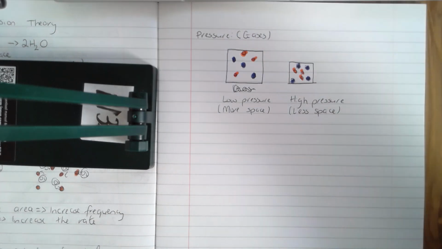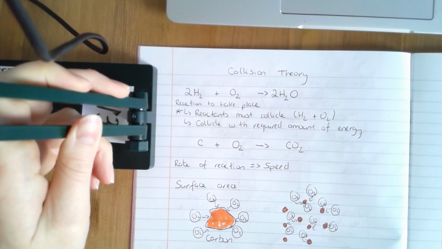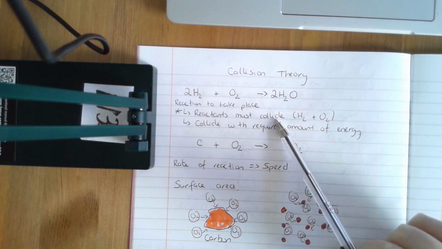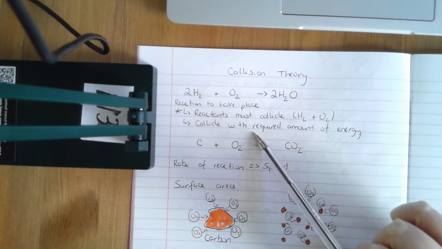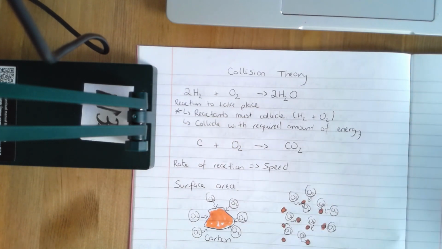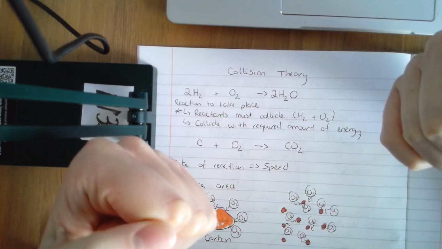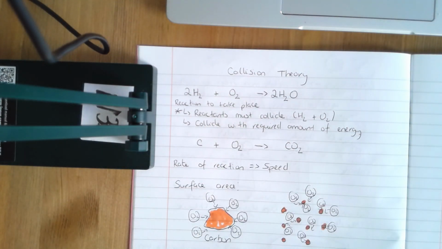We're going to continue where we left off with collision theory. Just to remind you, we saw in the last lesson that reactants have to actually collide with each other, so physically collide, in order to react. And when they collide, they need to collide with a significant amount of energy. If they collide with not a lot of energy, they'll just bounce off each other. If they collide with enough energy, then they'll actually react, which is what you want.